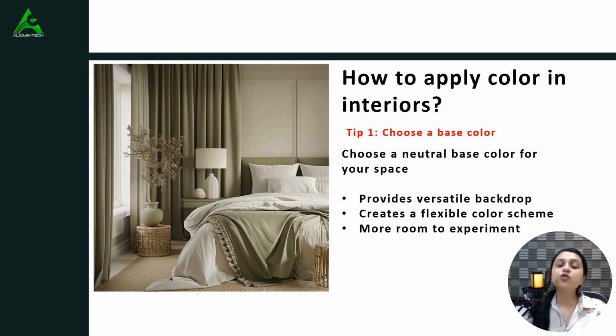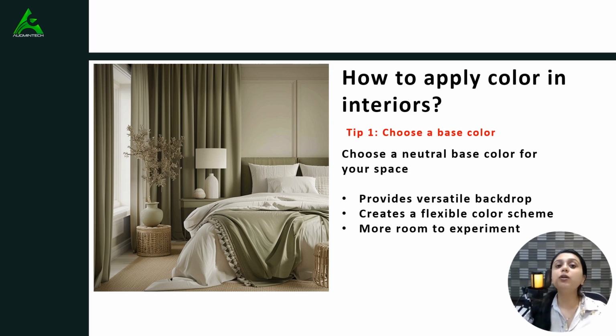Once you have chosen a base color, you can choose one color which you want to have in the space. For example, if you have chosen grey, maybe now you want to add some green. You are adding green with the help of upholstery, so you are creating a bed which is green. That is your second color. Now you can build on that as well.